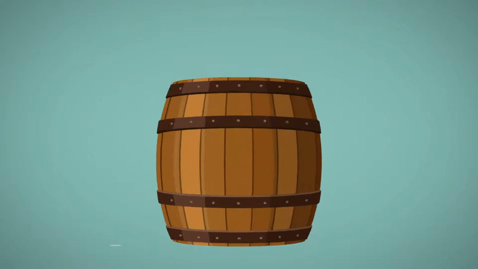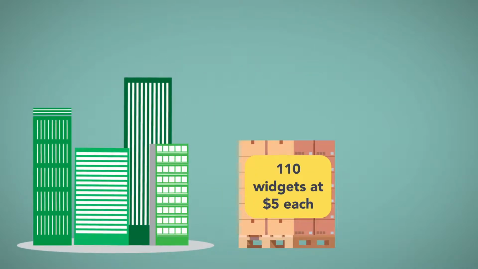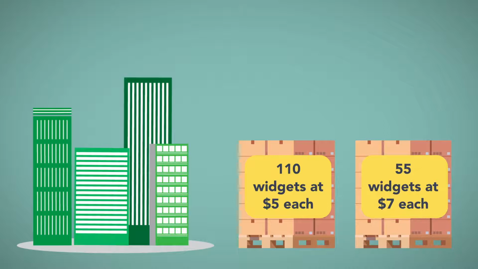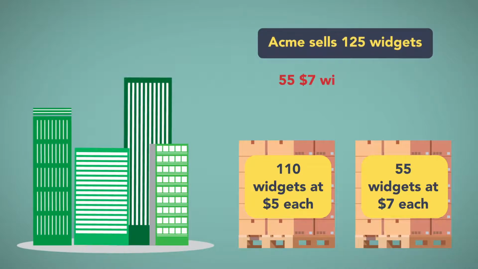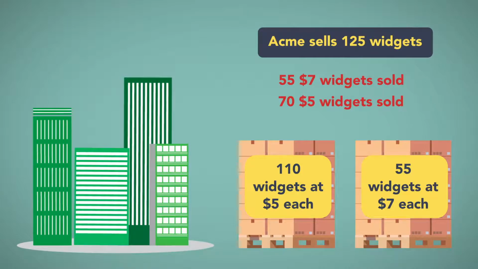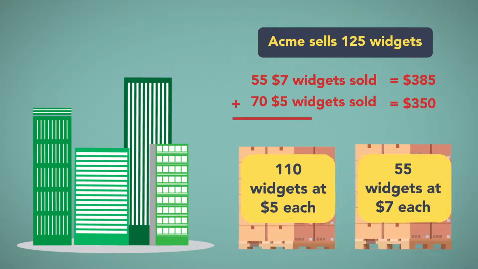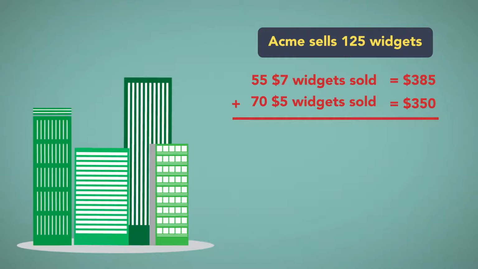For example, Acme acquires its 2 shipments of 110 widgets for $5 each and 55 widgets for $7 each. It then sells 125 widgets. This time, we'll use LIFO. Since the last group of widgets obtained are the first ones sold, Acme sold all of its 55 widgets that it bought for $7 each, and the remaining 70 widgets are taken from the first shipment, bought for $5 each. Acme's cost of goods sold is therefore $385, which is 55 times 7, plus 70 from the first shipment at $5 each, or $350, for a total cost of goods sold of $735.